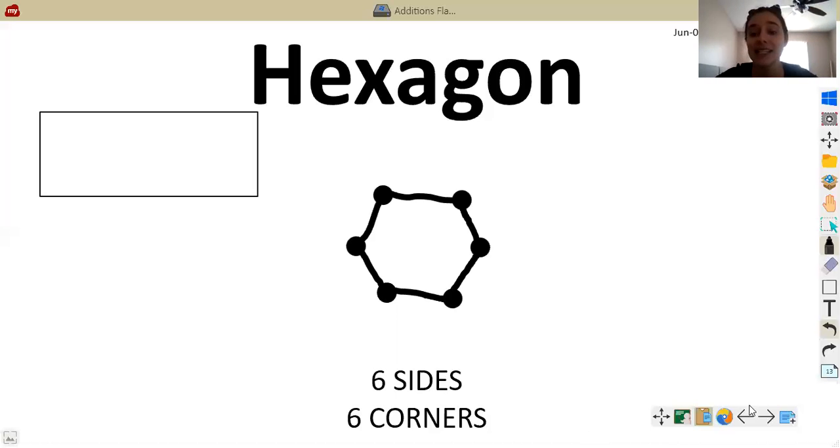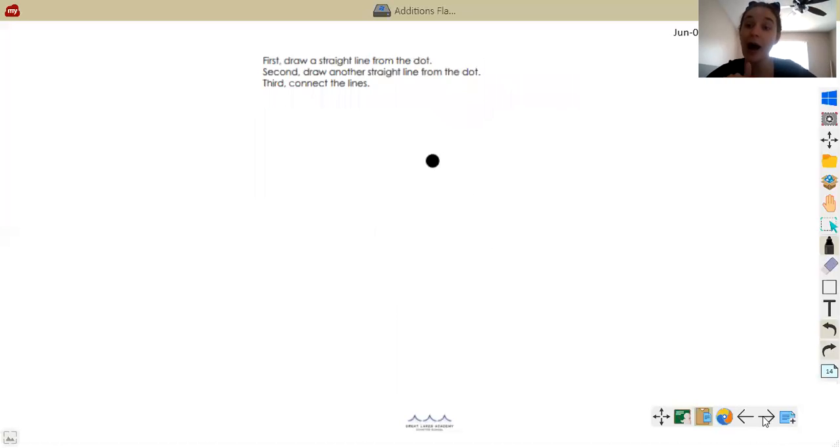All right, scholars, it is now time for our exit ticket, which means you guys are going to pause the video, go to Google Classroom, complete the exit ticket, and then come back and check your work. So the exit ticket is telling you, first, draw a straight line from the dot. Second, draw another straight line from the dot. Third, connect the lines. All right, scholars, go ahead and go to Google Classroom right now and complete the exit ticket and then come back to double check your work.